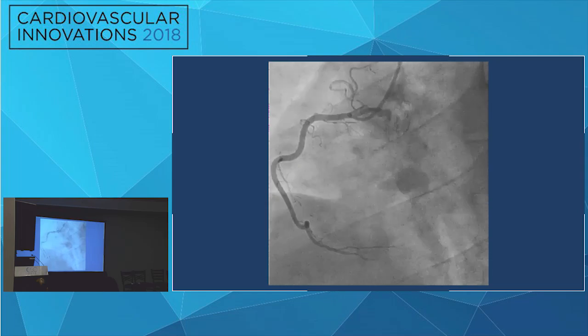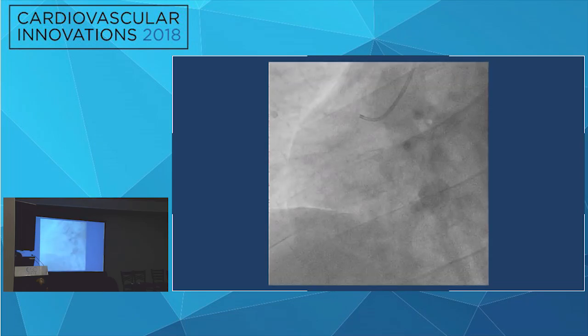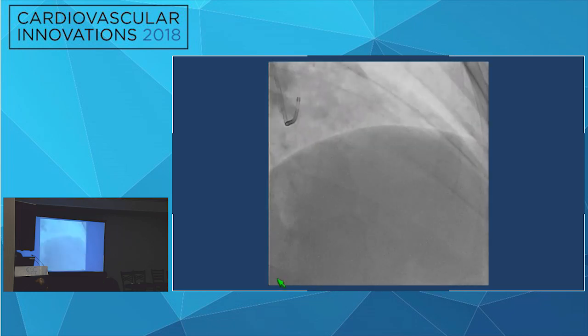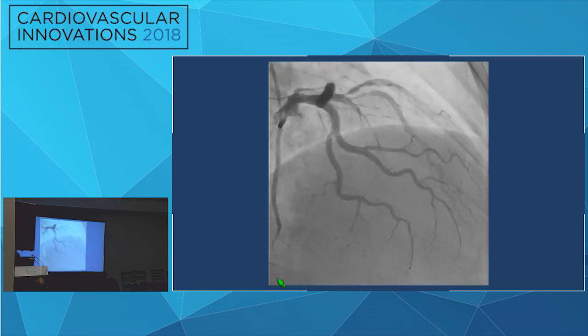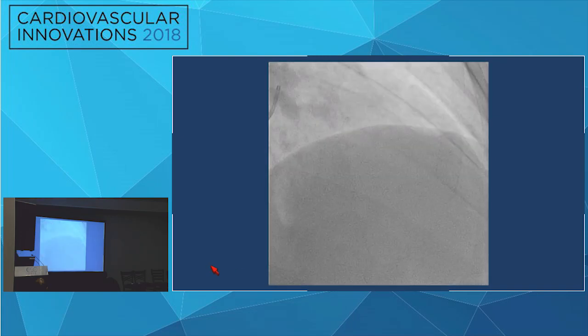You can see this is the 6 French diagnostic Judkins right catheter, and this was the right coronary artery, a relatively small artery with no disease. This is the left system, dominant circumflex, with a little bit of overlapping and tortuosity.